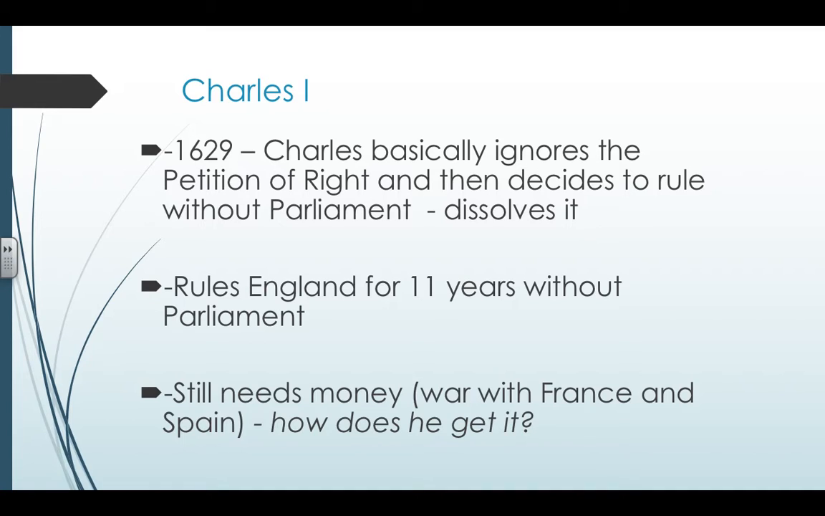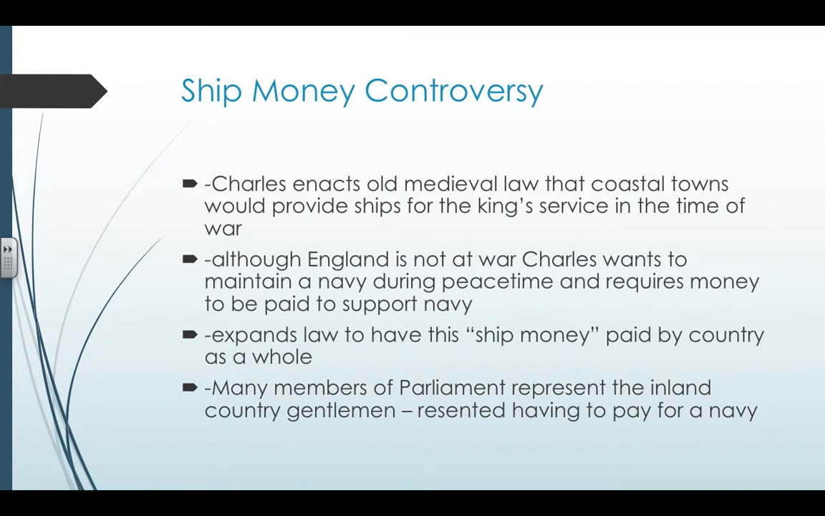But he still needs money, right? He hasn't fixed that problem of trying to get money. He's fighting wars with France, he's fighting wars with Spain, the crown needs revenue. So in this 11-year span, how is he going to get money? Well, he gets pretty creative. And he goes back and he finds some old medieval laws that he's able to manipulate to get money. The most famous example of that is something that's been called the ship money controversy.